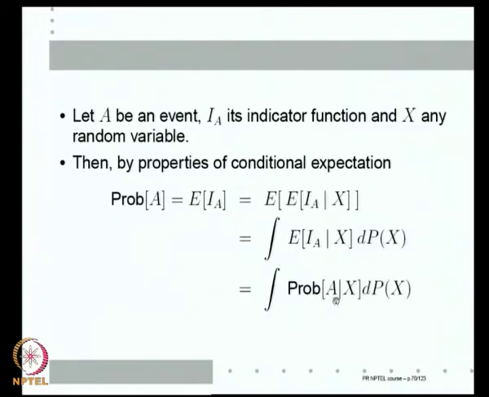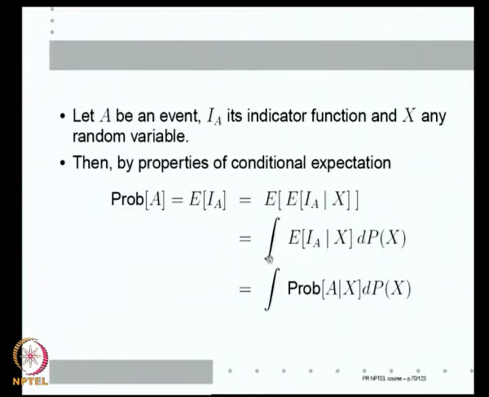So, this is nothing but the integral of probability of A given X times dP(X). In a sense, this is a generalization of the standard sum rule we have in probability. We can always write, if B1, B2, B3 is a partition of omega, then probability of A can be written as probability of A given B1 into P(B1) plus probability of A given B2 into P(B2) plus probability of A given B3 into P(B3), right. This I can do for any finite partition.